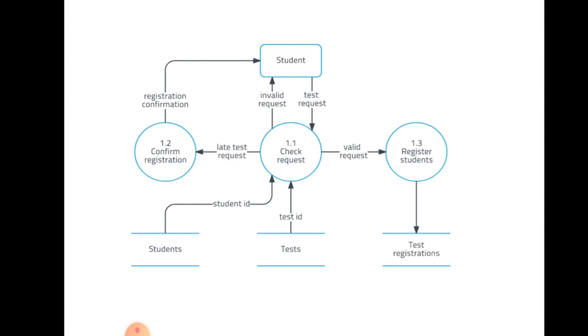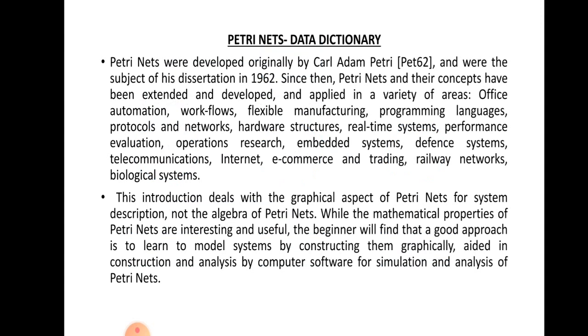Otherwise, if the request is invalid, the process 1.1 check request immediately sends the invalid request to the particular student. So this is the sample data flow diagram for the student test registration process. The next topic is Petri nets.